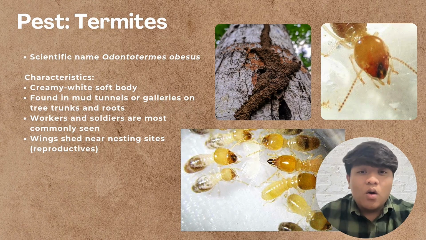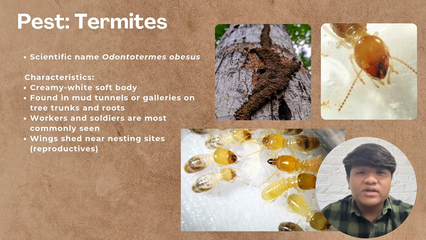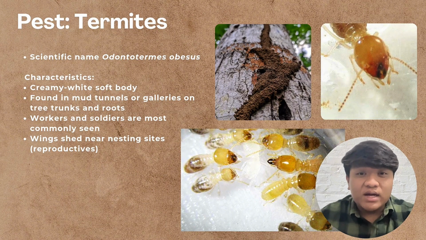Pest termites, or Odontotermes obesus. The primary termite species attacking rubber is Odontotermes obesus. These termites belong to the Isoptera order and are known for their efficient underground tunnel systems. As you know, they have a creamy white soft body.